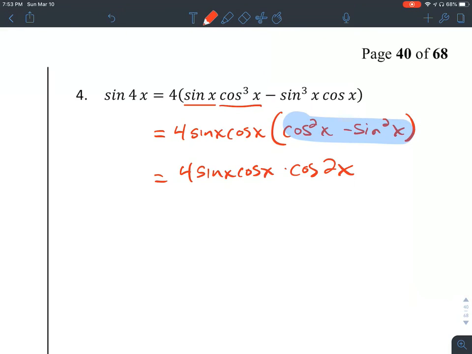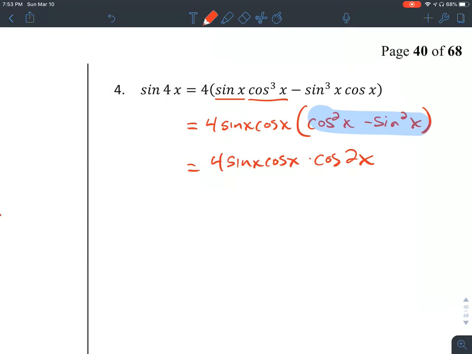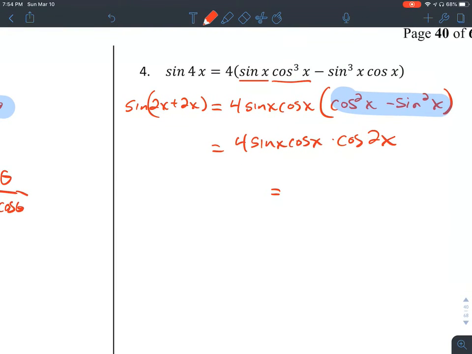So let me start with the left now. This is the same as sine of 2x plus 2x. So it's a double angle identity for sine. So for that double angle identity for sine, we're going to have 2 times sine of 2x times cosine of 2x. Make sense?